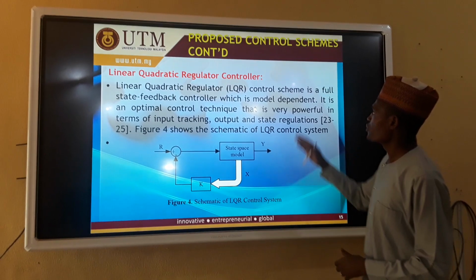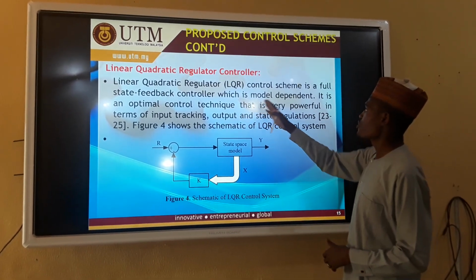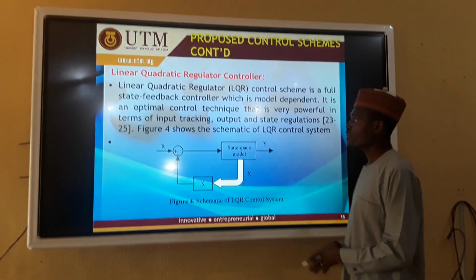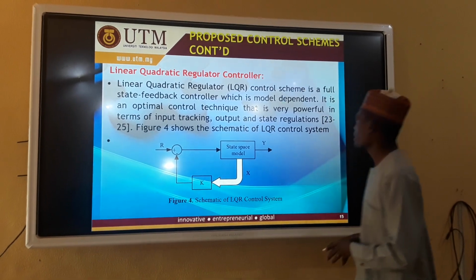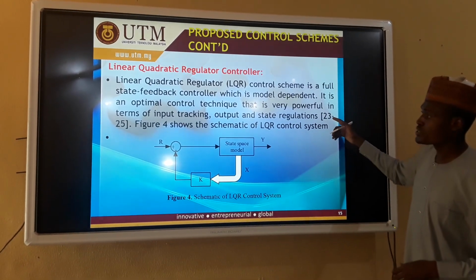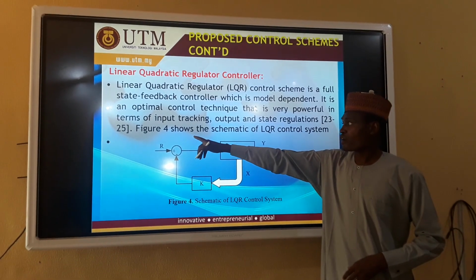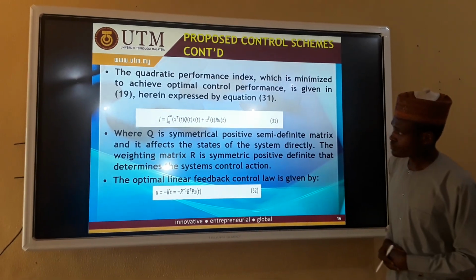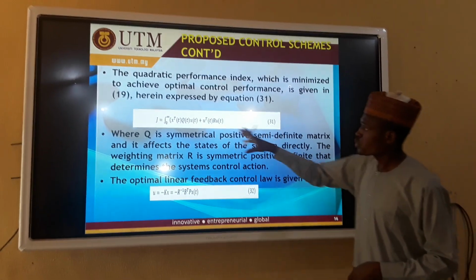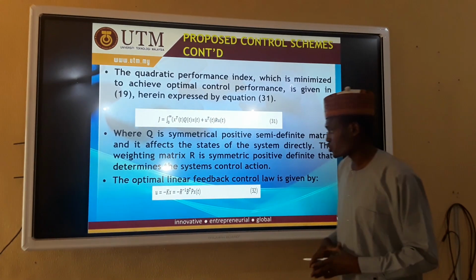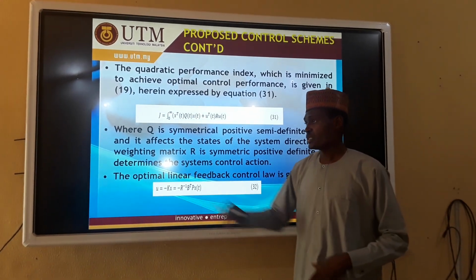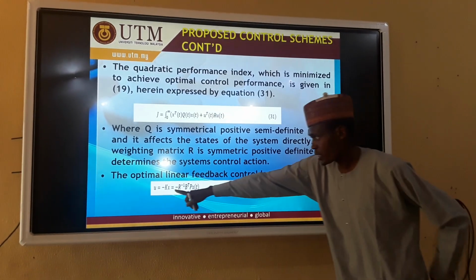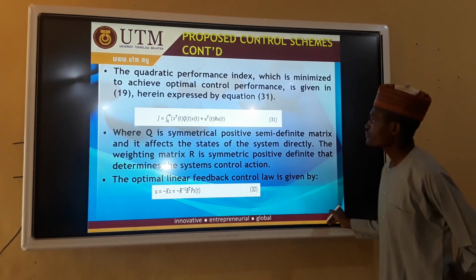Figure 4 shows the schematic of the LQR controller, where we have the K gain. The linear quadratic regulator is a full state feedback controller, which is model dependent. It is an optimal control technique that is very powerful in terms of input tracking, output, and state regulation, references 23 to 25. Figure 4 shows the schematic of the LQR control system. Equation 13 shows the performance index of the LQR controller, whereas equation 32 shows the input vector to the controller, which is given by negative Kx.